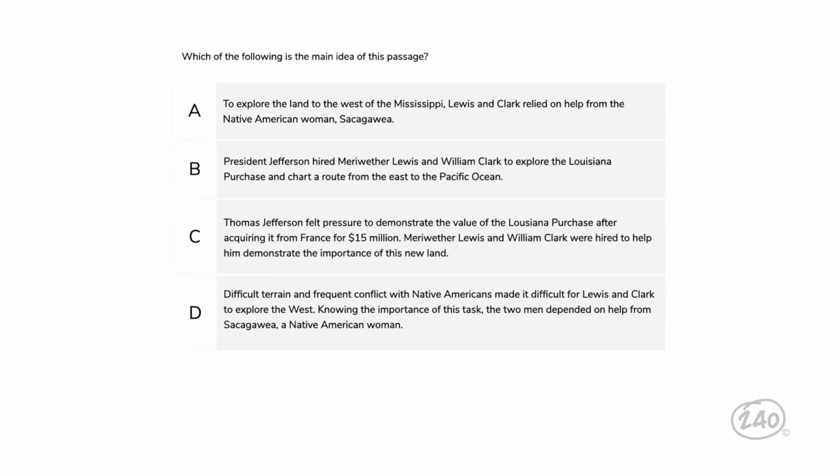Difficult terrain and frequent conflict with Native Americans made it difficult for Lewis and Clark to explore the West. Knowing the importance of this task, the two men depended on help from Sacagawea, a Native American woman.